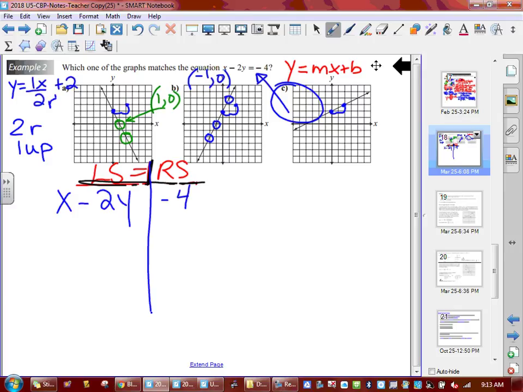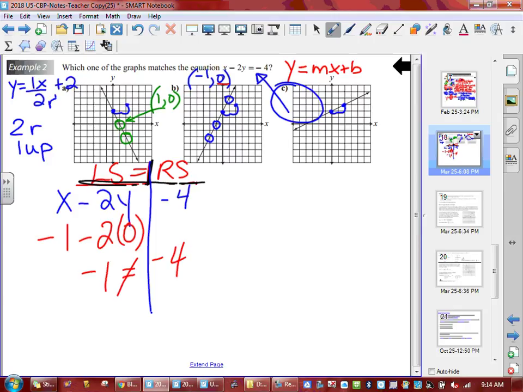So again, I've got x subtract 2y and a -4. Where the x is, I am putting a -1. Subtract 2 times the y number, which is 0. Well, what's 0 times anything? 0. Does -1 equal -4? No. So that's why the first two graphs didn't match our equation.